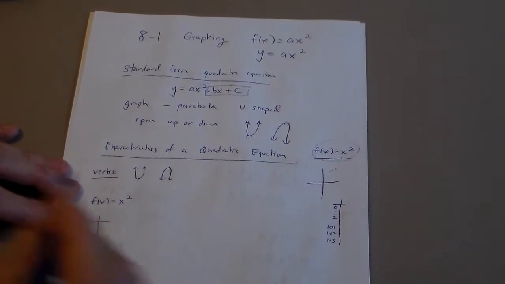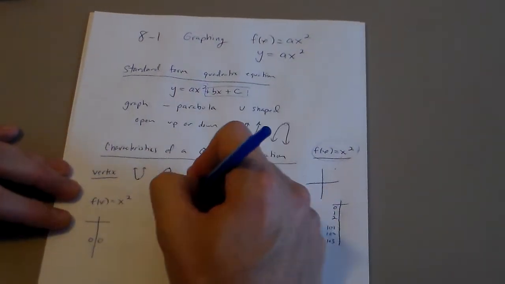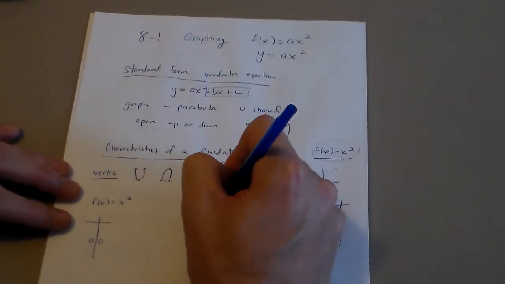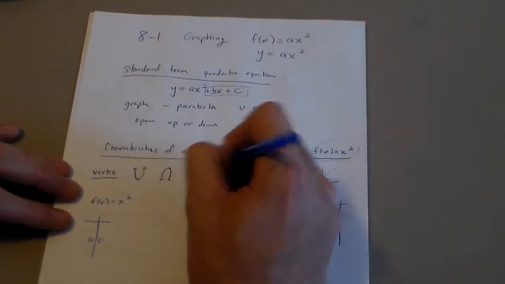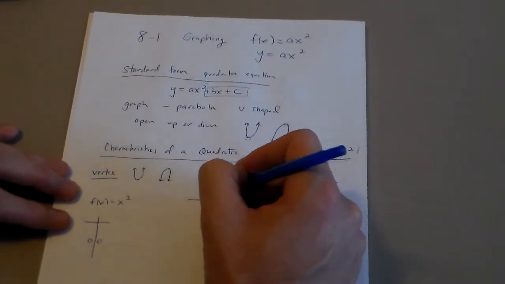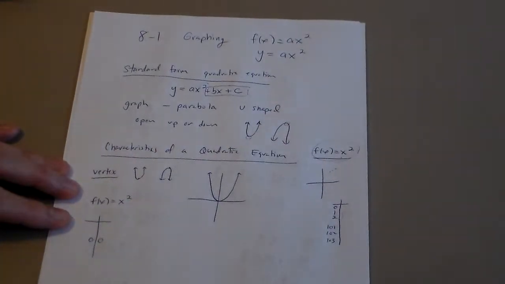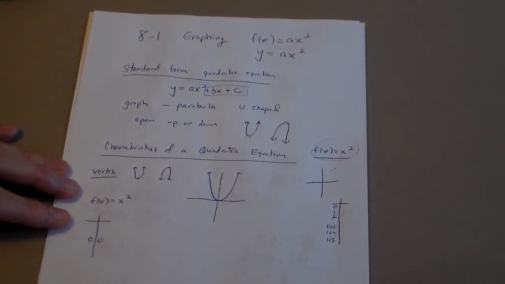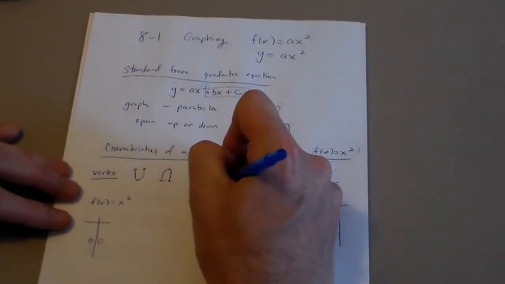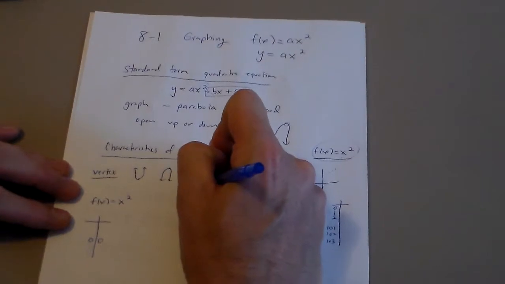Now if they had one of these like this, and it was graphed for you, and they asked you what's happening here, you would say that this is where the graph is decreasing.